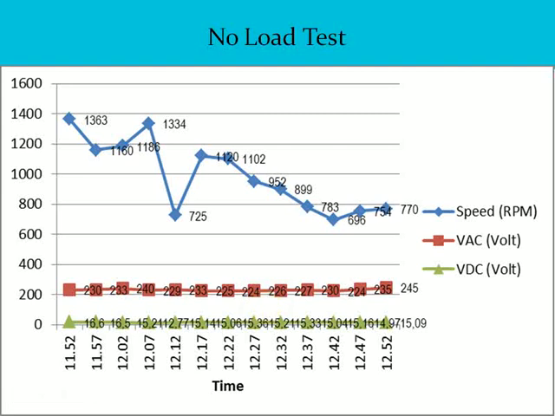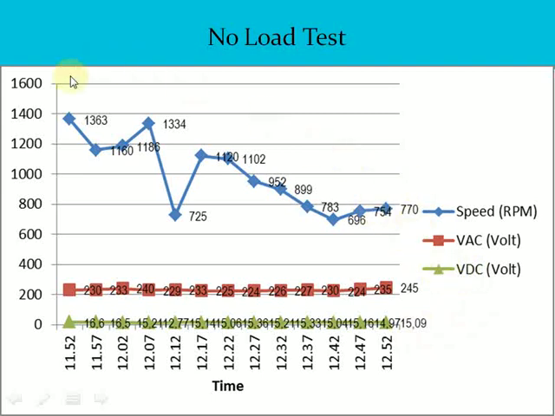Okay, let's continue with the no-load test. For the no-load test, we only have voltage. There is no current displayed in our system because there is no current flowing through the loads, so the result of the measurement will also be equal to 0. There are 3 series in this figure. The top is for the speed in RPM, the middle is for VAC, the alternating current voltage, and the lowest is for VDC, or direct current voltage.